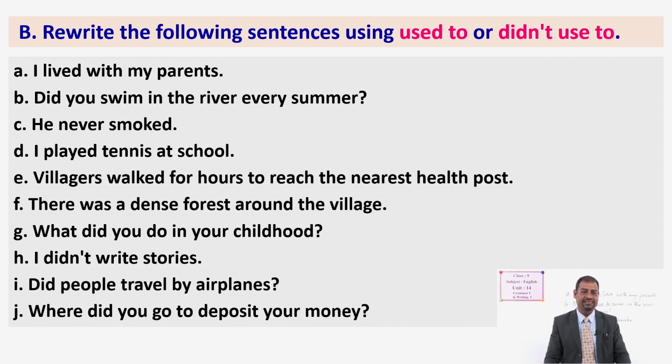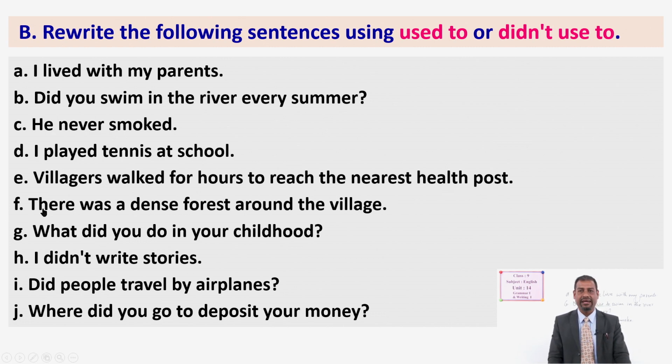Good job. Next, E. "Villagers walked for hours to reach the nearest health post." So, what did you write down? Once again, please tell me. Yes, you are right again. The correct expression is "villagers used to walk." After "used to," there should be the infinitive form of the verb. In local terms, you may say verb 1. Okay, "villagers used to walk, W-A-L-K, walk, for hours to reach the nearest health post."